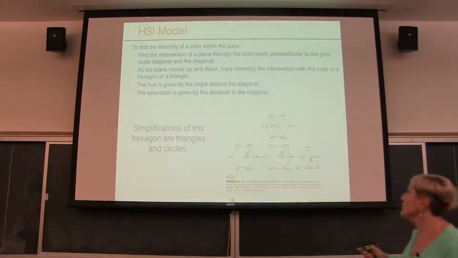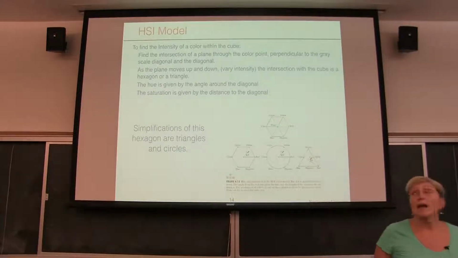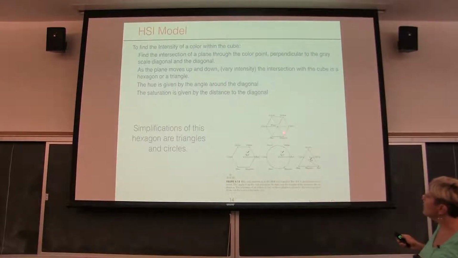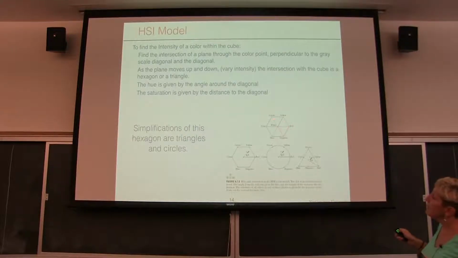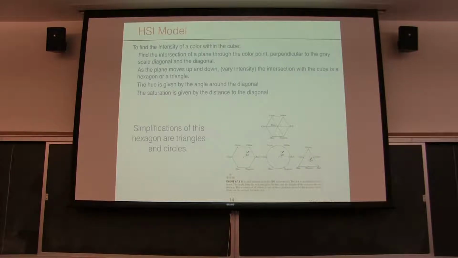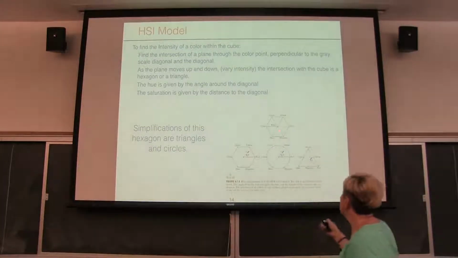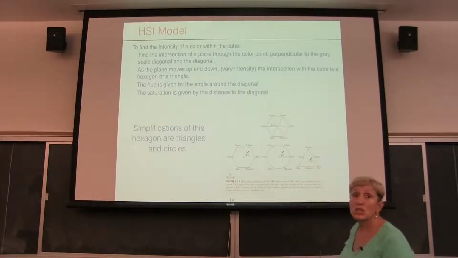When that plane intersects the cube, it looks like that hexagon. What we see is that the primary colors, red, green, and blue, are 120 degrees apart. The secondary colors, yellow, magenta, and cyan, are 60 degrees apart from the primaries, which also means they are 120 degrees between themselves. So we're going to represent hue by an angle. As we move around this hexagon, we're changing hue.